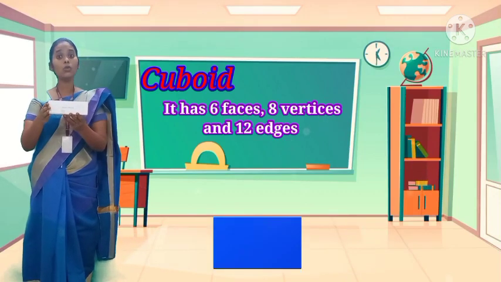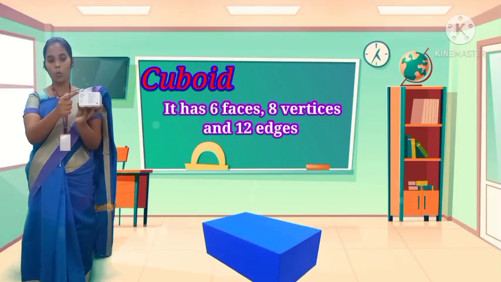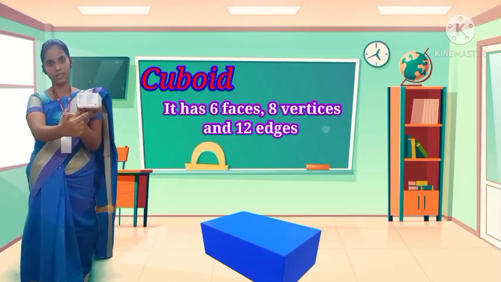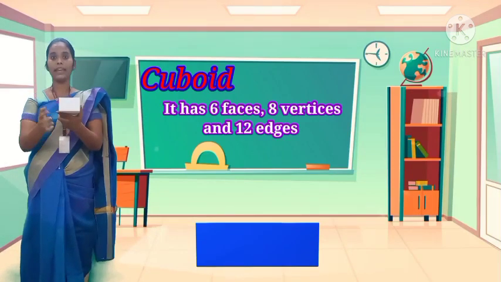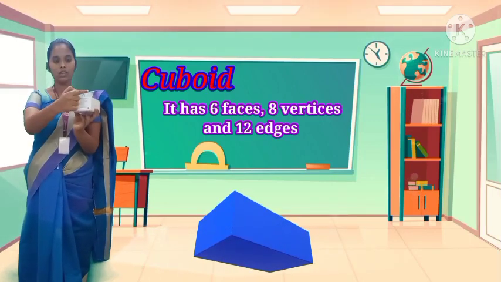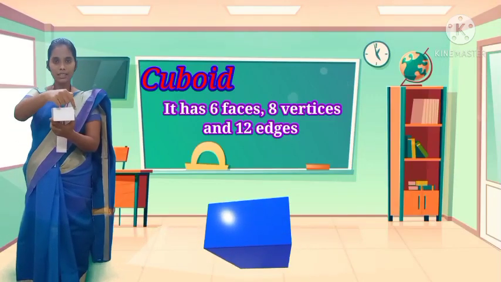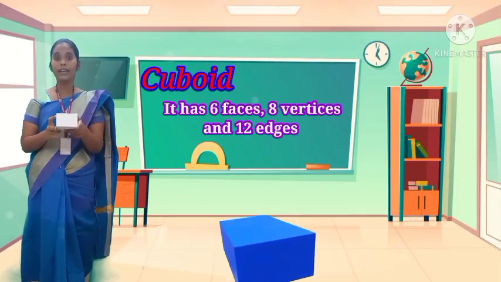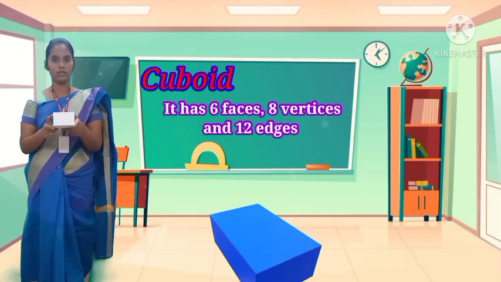Now we are going to count the corners. This is called a corner. 1, 2, 3, 4. 4 corners here. 5, 6, 7, 8. 8 corners. So totally cuboid has 8 corners, or 8 vertices.